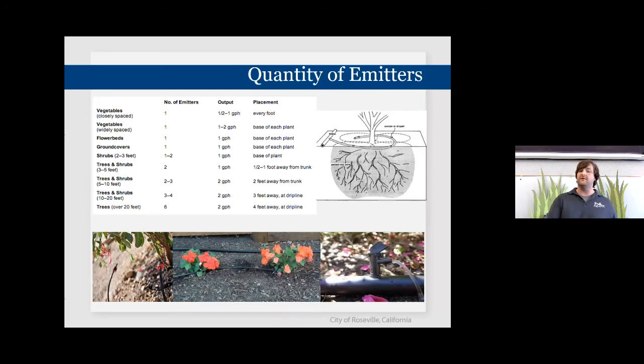When you start working your way up to big trees, some that are over 20 feet, you might need 6 emitters that are 2 gallons per hour and 4 feet away at the drip line. Maybe. We're going to have these slides available for you, but if you want to write this down or take a screenshot, that's fine by me, but also you can always access this later.